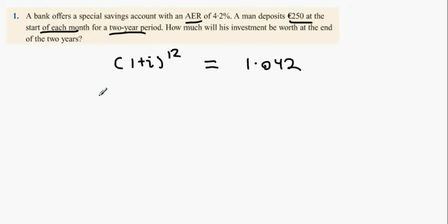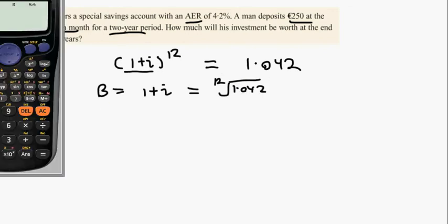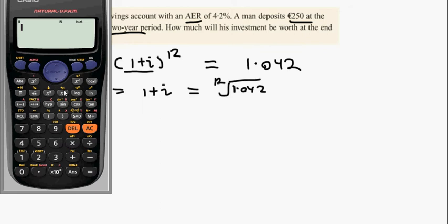So what we have to find out is what 1 plus i is on its own. This will be the monthly rate, so to speak. So 1 plus i equals the 12th root of 1.042. So we put in the 12th root, which is here, of 1.042, and what we get is 1.00343.